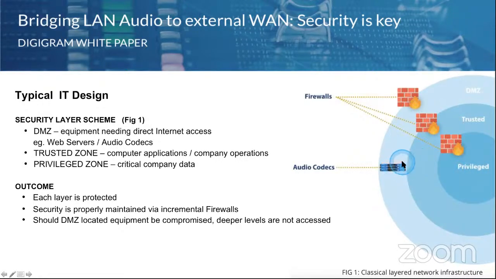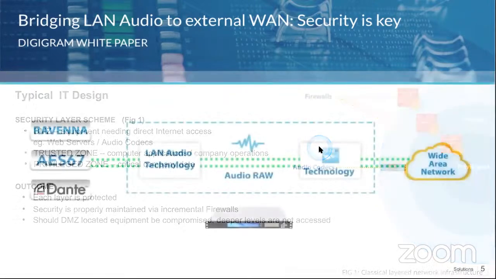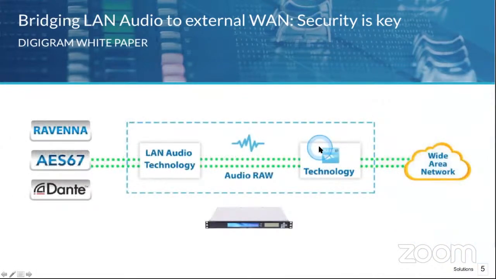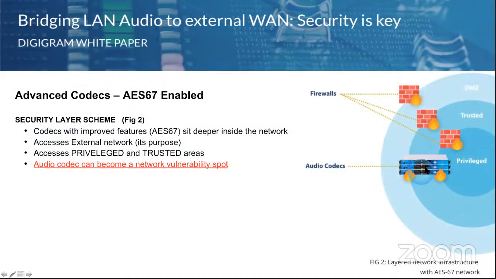Now, if we're doing analog or AES digital format audio, not a big deal because we're not really able to get back behind these firewalls. But when we enable AOIP technology like Dante or AES67, which of course is going to be like Ravenna Livewire, we have to stick the codec a little bit further into the network so that we can access both the local area network as well as the internet. And the audio codec can become a vulnerability spot in this situation.